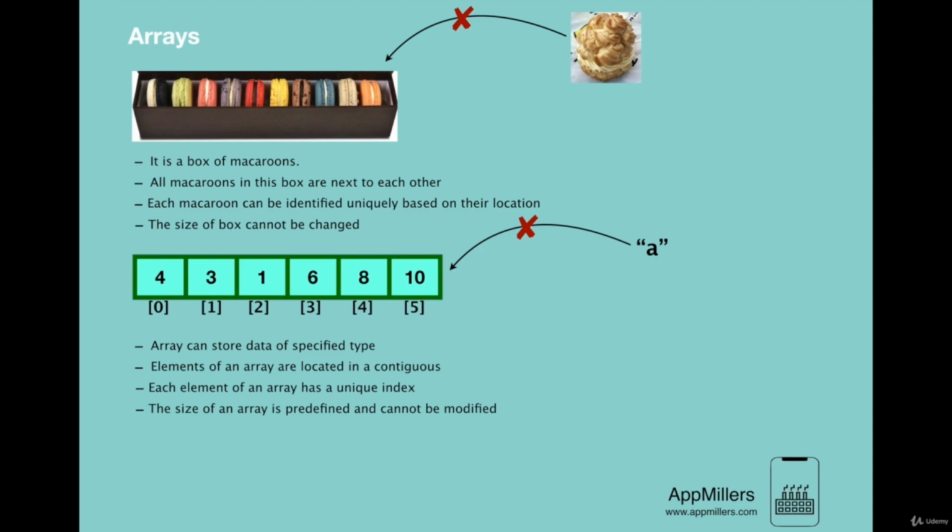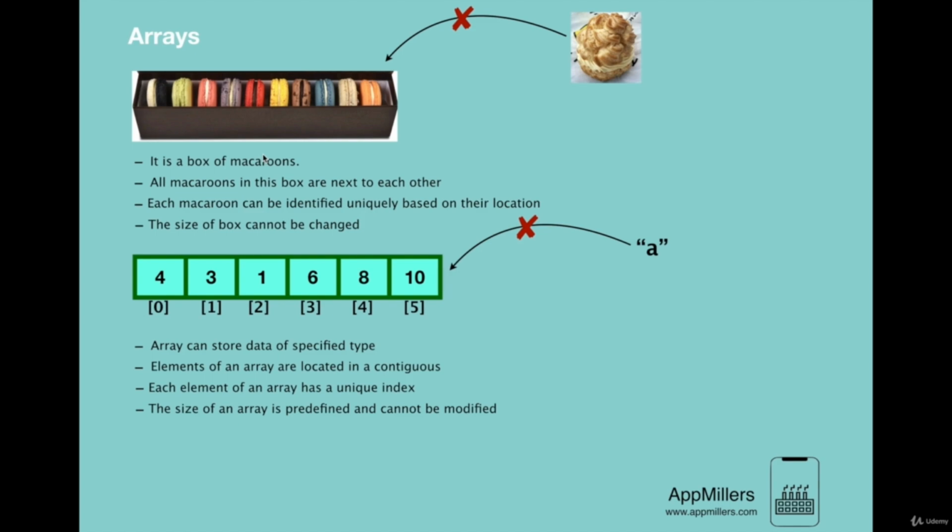So here again, if you look at this box of macarons, we see that the size of this box is predefined. And this is applicable for array as well. When we create an array, we define its capacity, so we cannot change it later on. This is the biggest limitation of array. So these are all the properties of array. As you see, it is somehow similar to the properties of this box over here. Hopefully you now have a picture of array, what it looks like.